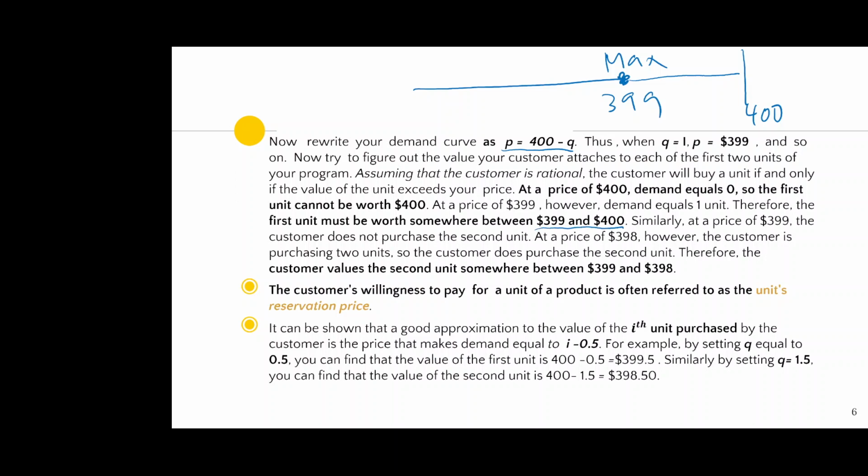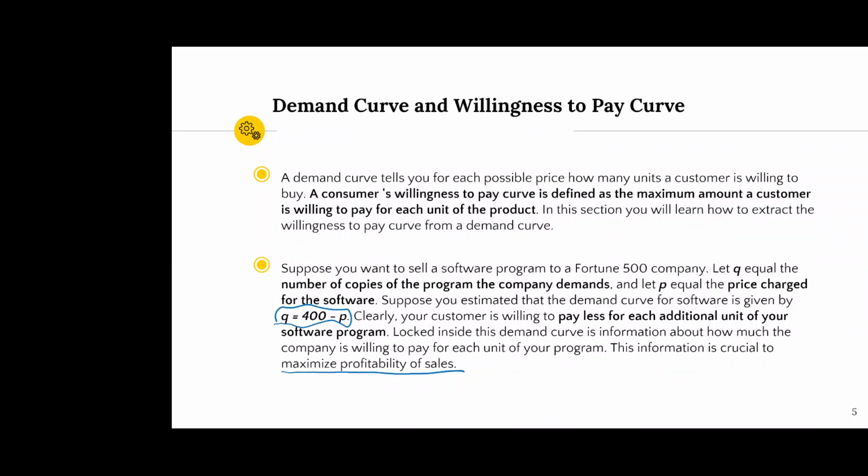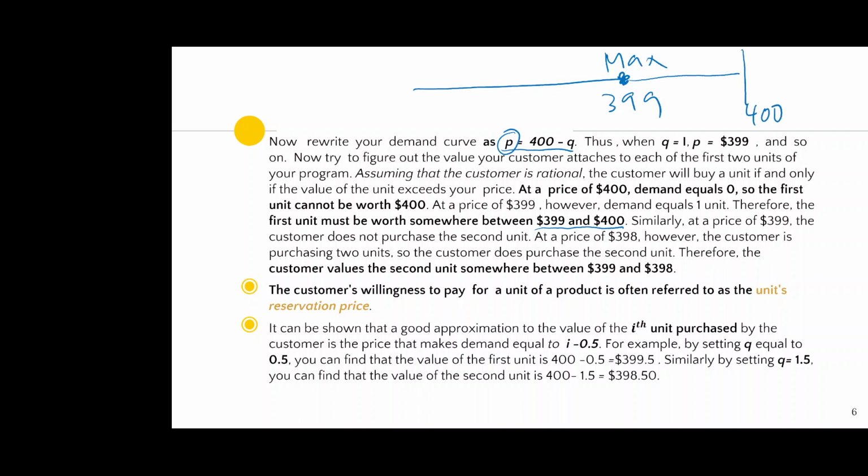How do I explain this? So if the price here is equal to, this is the willingness to pay. So the willingness to pay, which is the price, is this is the price here by rewriting the formula. So if you guys remember here, Q was 400 minus P. So P will be equal 400 minus Q. And from this, we can extract the willingness to pay.